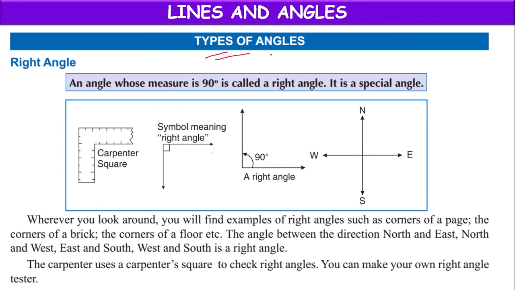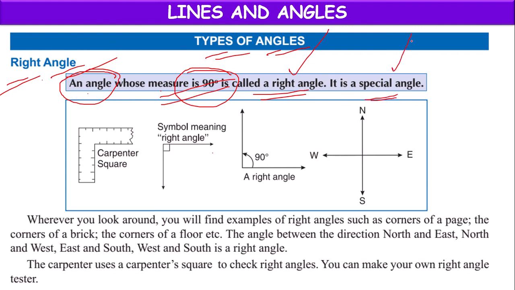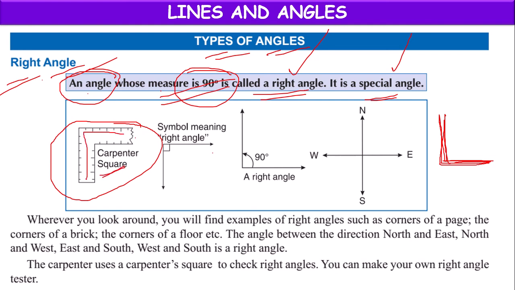Next, children, types of angles. So we have right angle, children. Right angle means an angle whose measure is 90 degrees. It is called a right angle and it is a special angle. The carpenter's square, while constructing a building, while measuring the walls or bricks, the carpenter makes use of this kind of square. The two arms of a carpenter's square are at right angles. The angle between the two arms is 90 degrees.